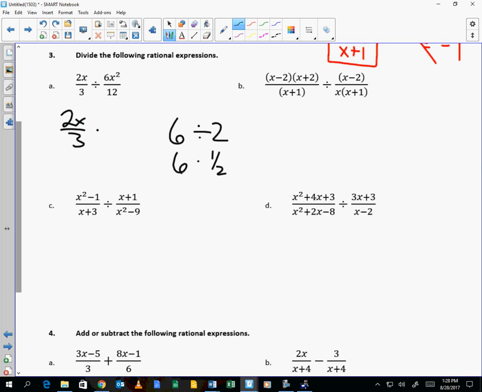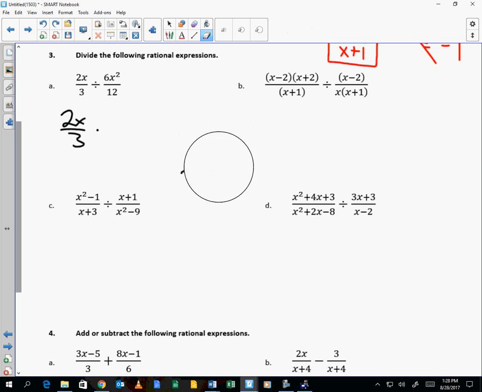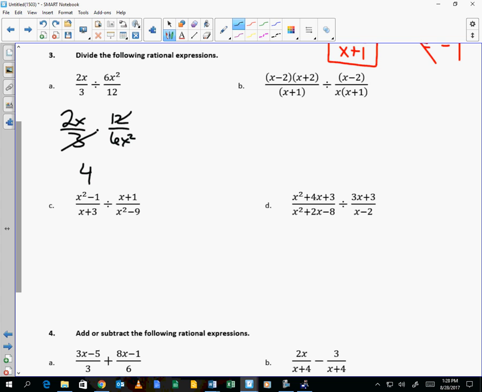Okay? This type of problem tells us what we're supposed to do when we encounter fractions. We multiply by the reciprocal. So I have 12 over 6x squared. And that will give me 4 times 1 over 3x, or 4 over 3x.